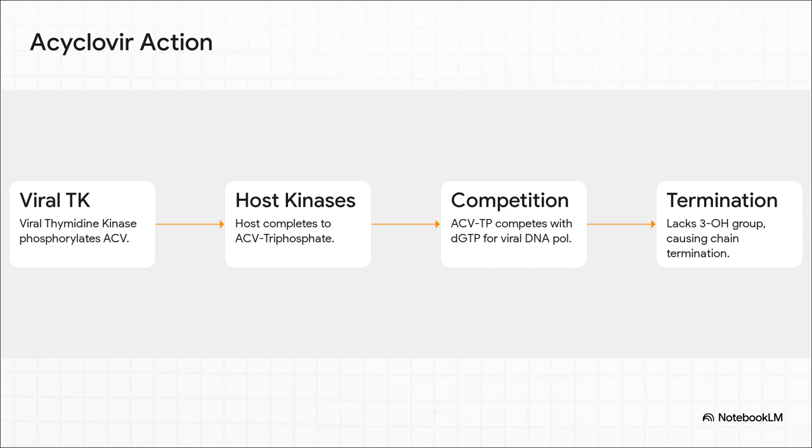Step 3. This ACVTP competes directly with dGTP, possessing 100 times greater affinity for the viral DNA polymerase. Step 4. Once it gets incorporated into the viral DNA, it fundamentally lacks a 3-OH group. Without that 3-OH group, no further nucleotides can attach, causing obligate chain termination.